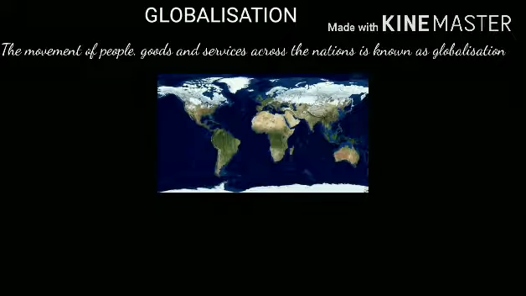I am sure that you are thinking about what globalization is. Friends, it is the movement of people, goods, and services across nations. Dear students, as we know, one of the uses of history is to understand how the present was made. So, in this chapter, we have to discuss how the world has become a global world. Has the world always been like this?